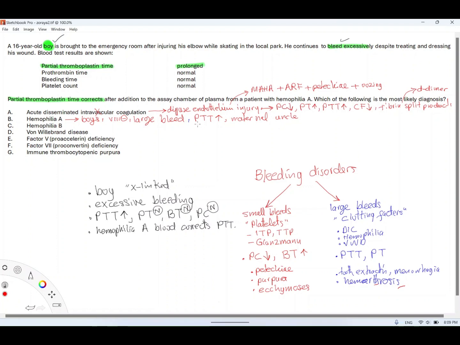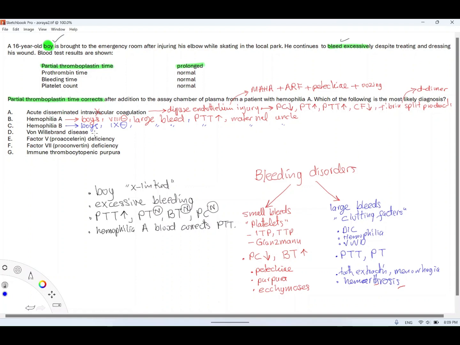Okay, let's go with hemophilia B. Hemophilia B is same thing as hemophilia A. It's X-linked. It occurs in boys. In case of factor 8, it's factor 9 that's deficient. Okay, so it's factor 9 deficiency. It'll have the same thing, large bleeding. It will have PTT increased. It has maternal uncle, everything. The only difference is which factor is deficient between A and B. So A and B are the same thing. You'll be looking for the same information. The only way you can differentiate between them is to see which factor is deficient. Okay, all right.